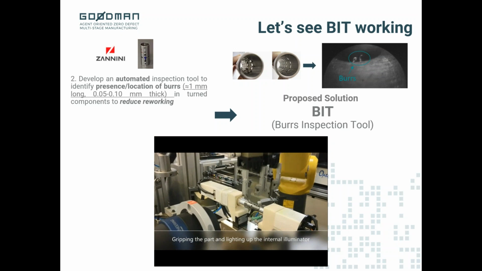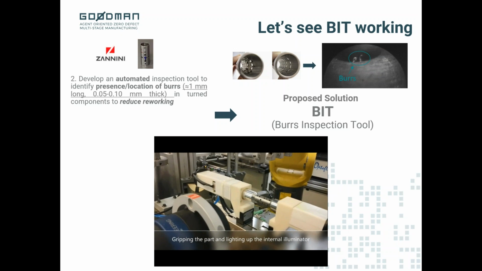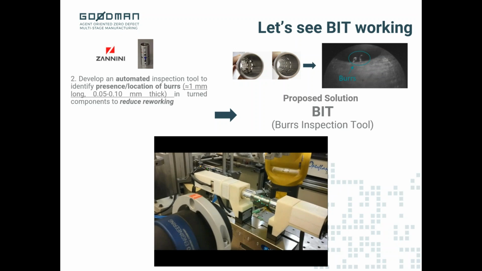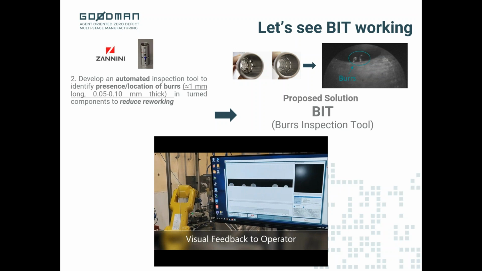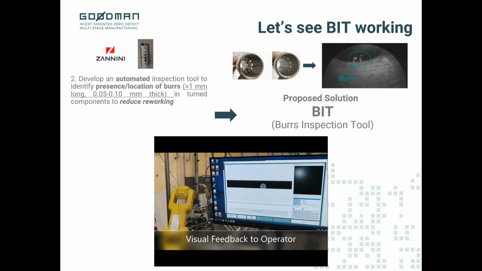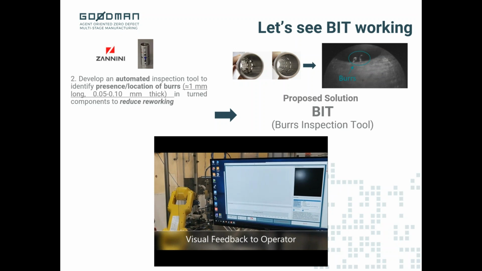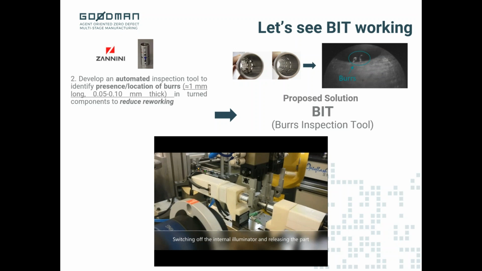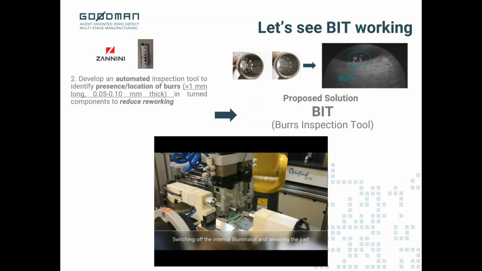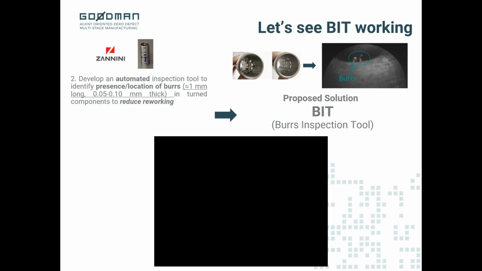The part is gripped and the internal light stick lights up. There is a visual feedback to the operator who knows if the check has gone in the proper way, so if bars have been detected or not, and then the part is released.